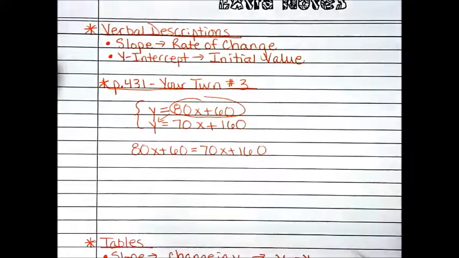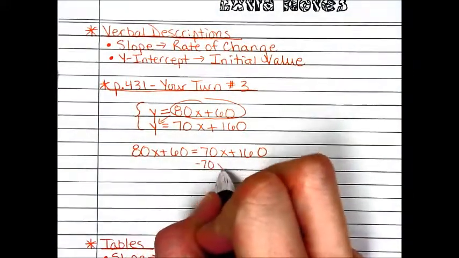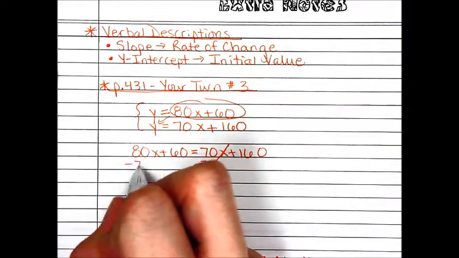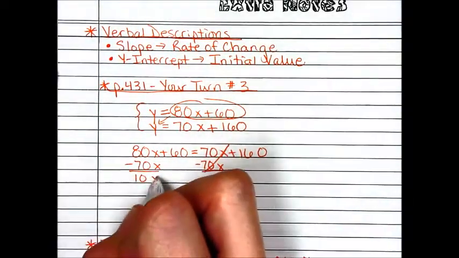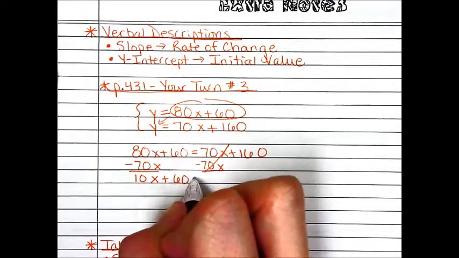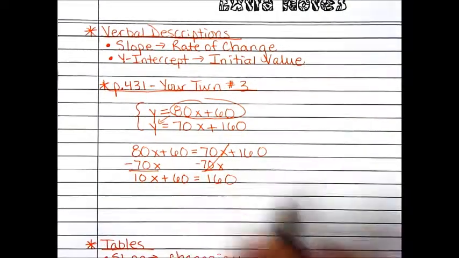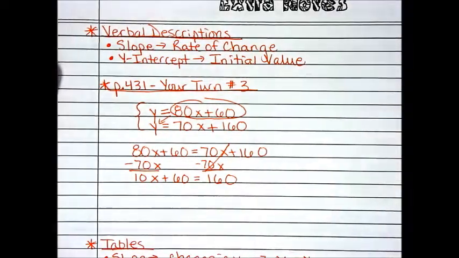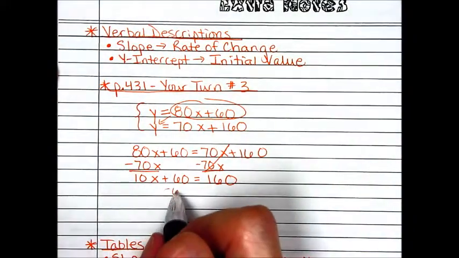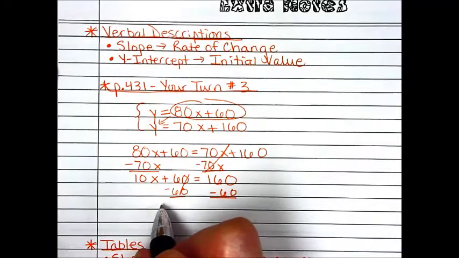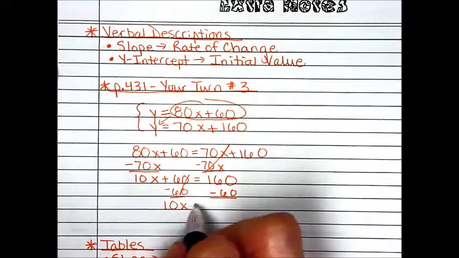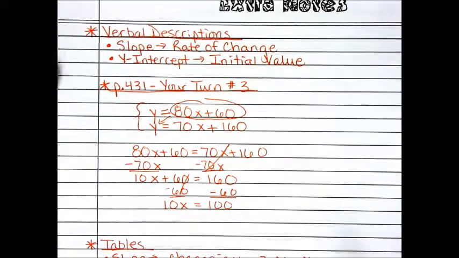Okay, so let's solve it. I'm going to subtract 70x on each side, which will leave me 10x plus 60 equals 160. I'm going to subtract 60 on each side, which will leave me 10x equals 100.